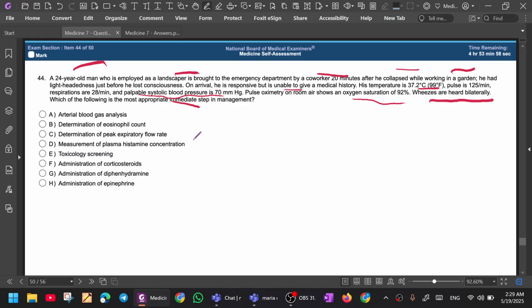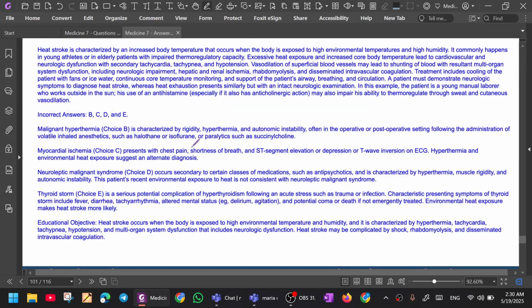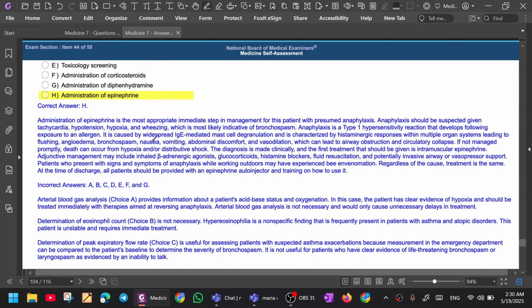He collapsed while working in the garden. Is it shock? Doesn't look like shock. Do you mean anaphylactic shock? Yes, that's what I was thinking. Okay.